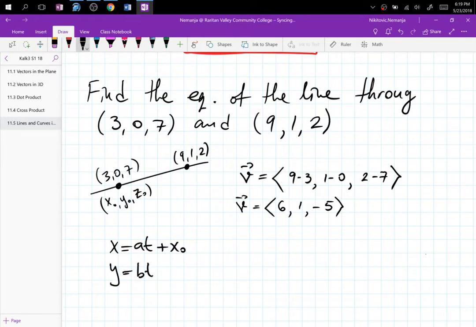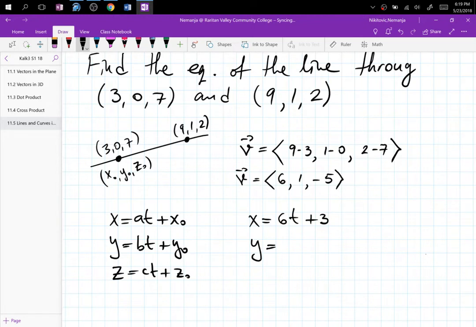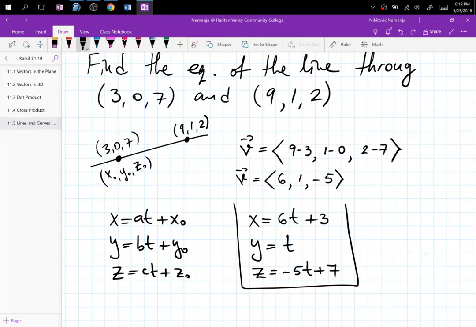Y equals bt plus y0, and z equals ct plus z0. This gives us x equals a is 6, so 6t plus 3. Y equals b is 1, so we just have t plus 0. And z equals negative 5t plus 7. This is the parametric set. So this is the answer.